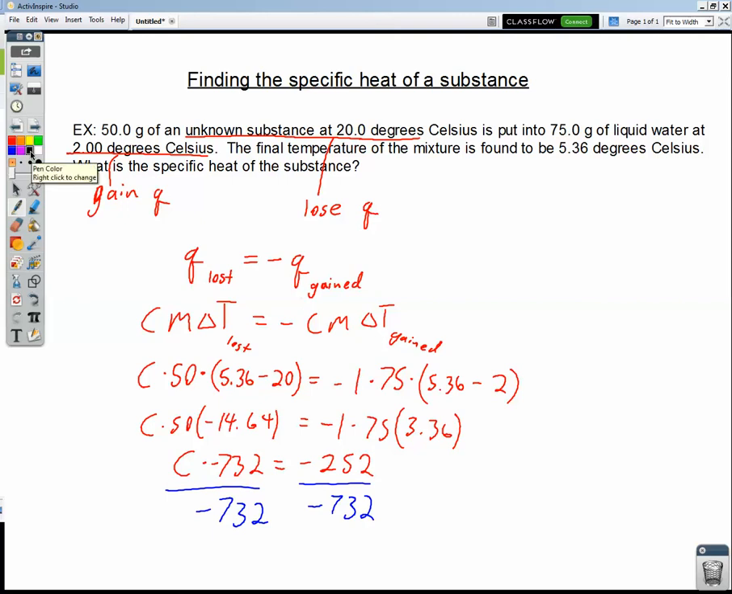So 252 divided by 732 gives us the nice round number of 0.344. So C is equal to 0.344, and that's going to be in calories per gram degree Celsius. So there it is. We found the specific heat of that unknown metal. If we find the density of it and we find some other properties of it, we might be able to identify it. So the specific heat is a nice identifying property of a substance.